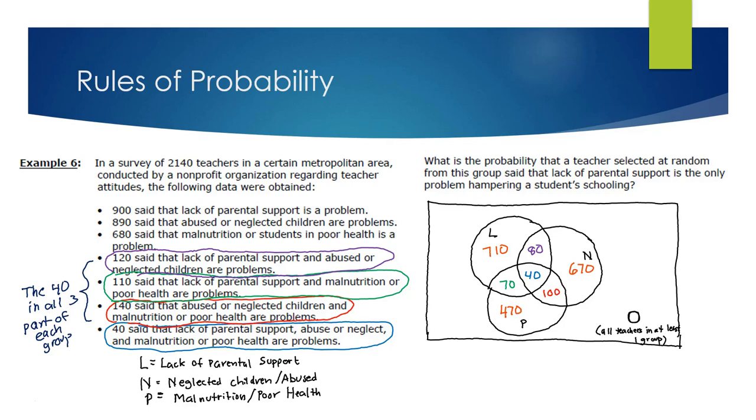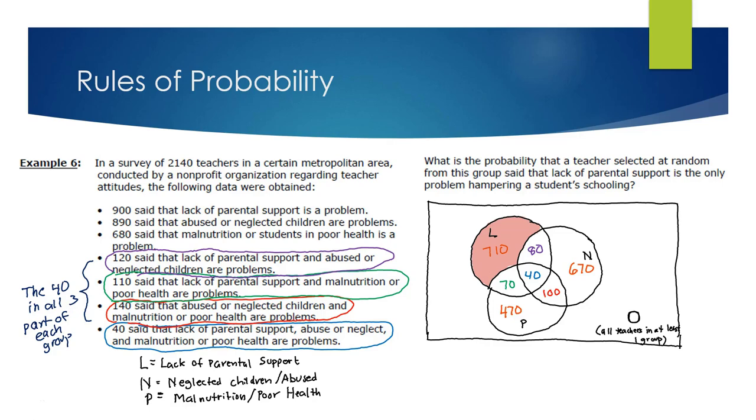But that's not as relevant for what we need to do here, because what we're trying to figure out now is the probability of me picking a teacher from this group that says that the lack of parental support is the only issue. So I'm looking for this region right here, because those are the teachers that said that that is an issue, but didn't name the other ones as being issues. And that was the only one that they felt was a problem in their school.